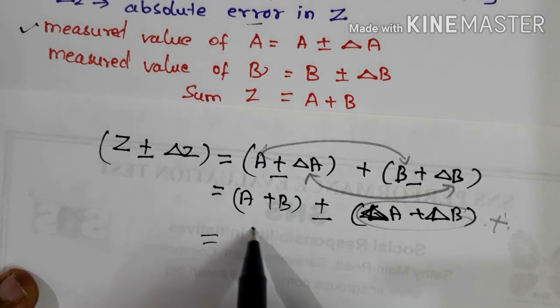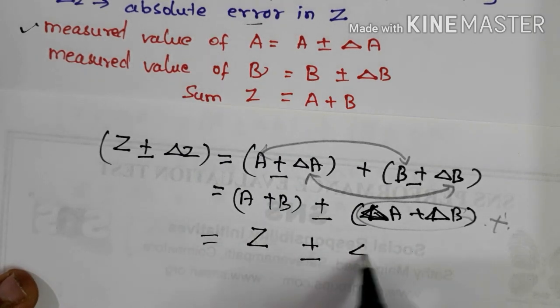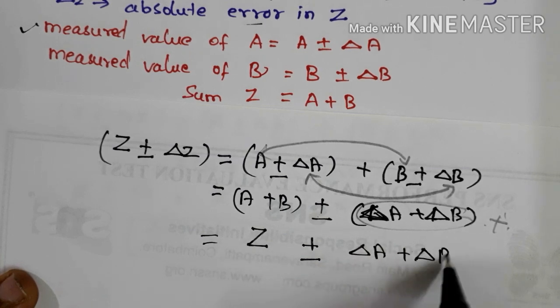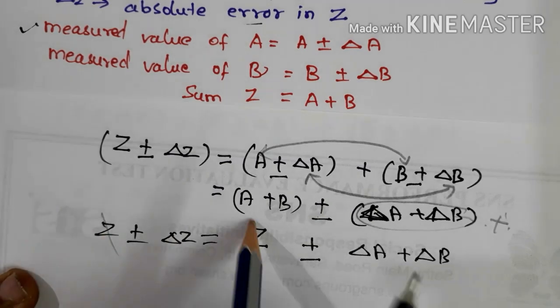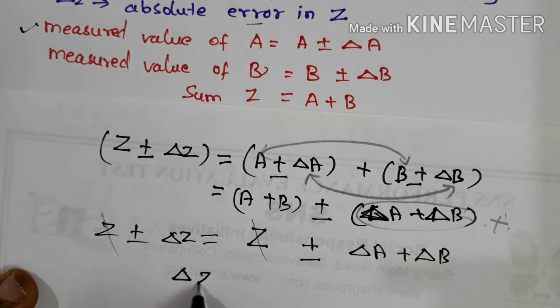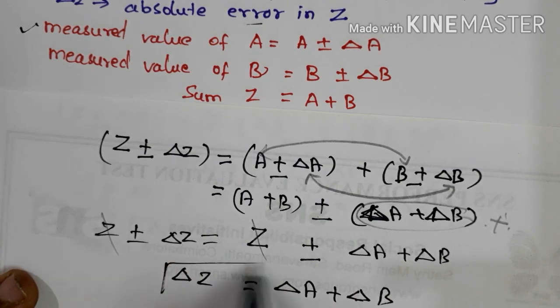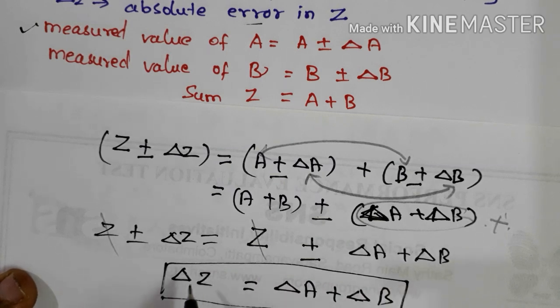You know that A plus B is nothing but Z. So plus or minus delta A plus delta B. Okay, so you can cancel these two, right? So what will you get here? Delta Z is equal to delta A plus delta B. So what do you mean by this? The maximum possible error in the sum of two quantities is equal to the sum of the absolute errors of the two individual quantities. A and B are two individual quantities.